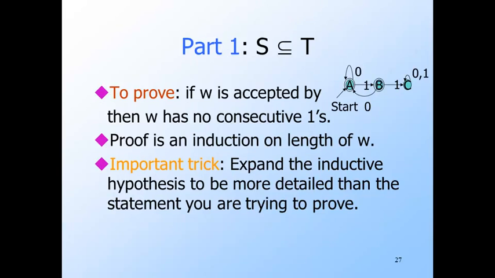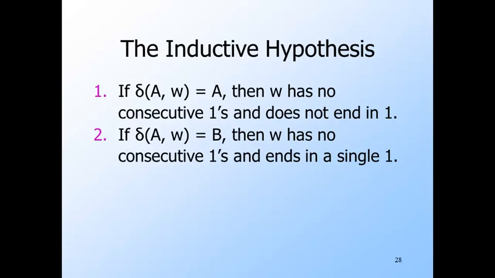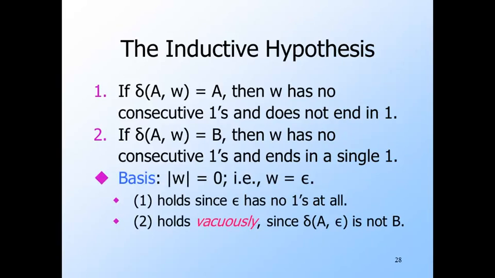Here we need to distinguish whether an accepted string gets you to state A or state B because we need to know whether or not the string ends in 1, even though the conclusion, no ones, is true in both states A and B. The inductive hypothesis will be in two parts. Part 1 says that if W gets you to state A, then not only is W good in the sense that it doesn't have consecutive ones, but it doesn't even end in 1. Part 2 says that if W gets you to state B, then W is still good, but it must end in 1. Remember, the induction is on the length of W, so the basis case is when W is the empty string, the only string of length 0.